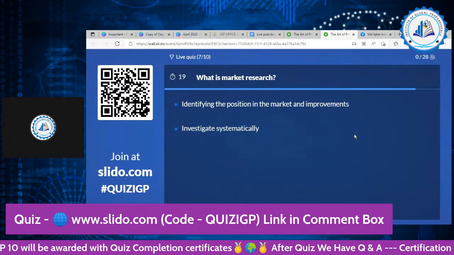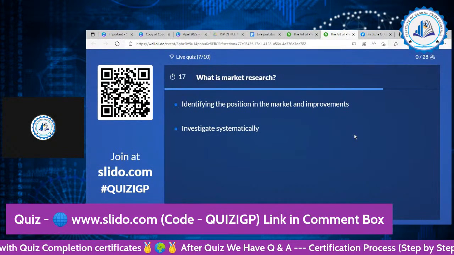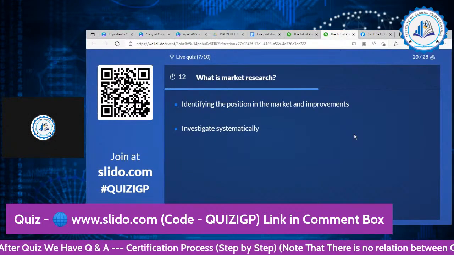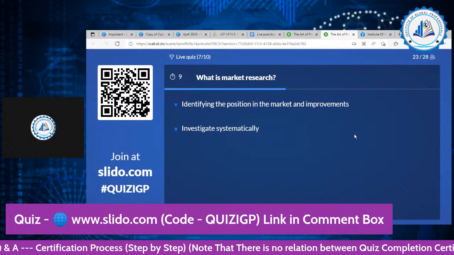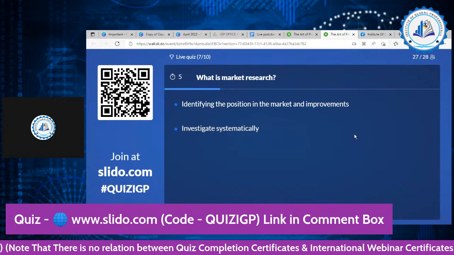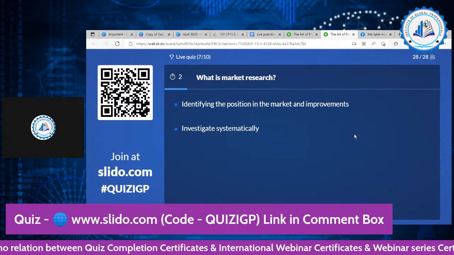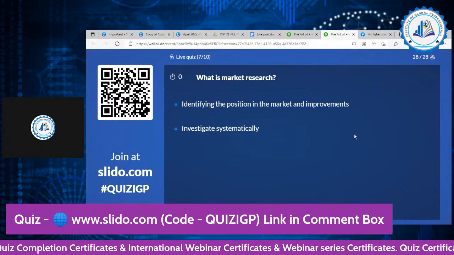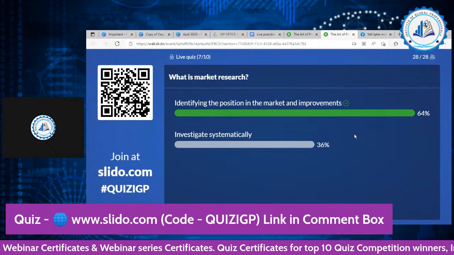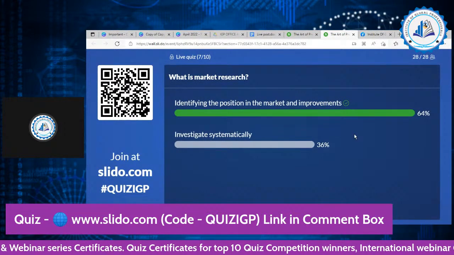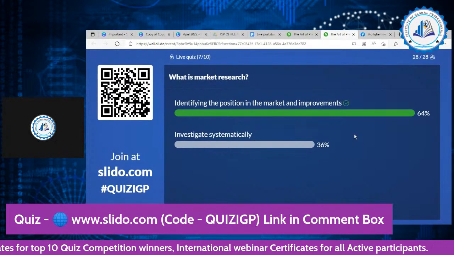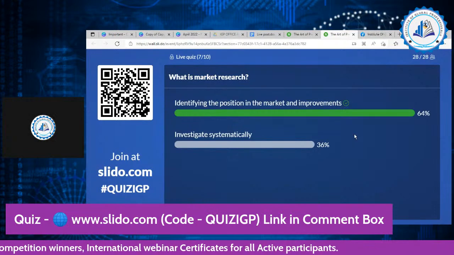Our next question is: what is market research? Is it identifying the position in the market and improvements, or investigate systematically? 64% of our participants give the right answer, and the answer is identifying the position in the market and improvements.